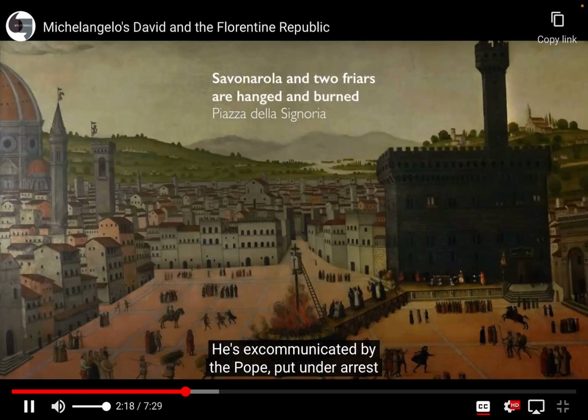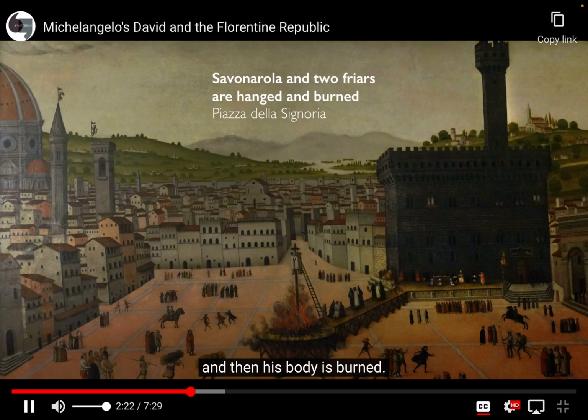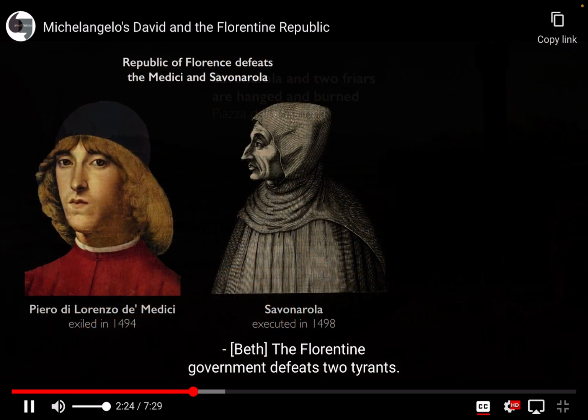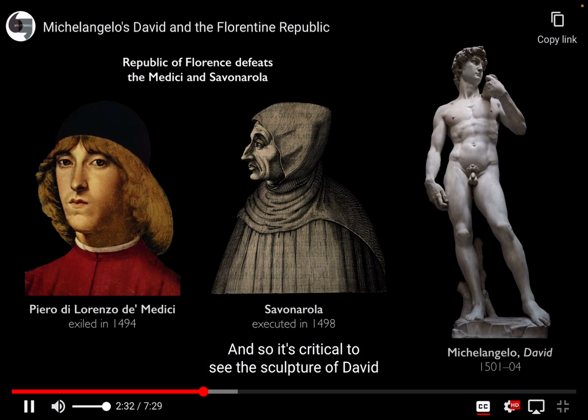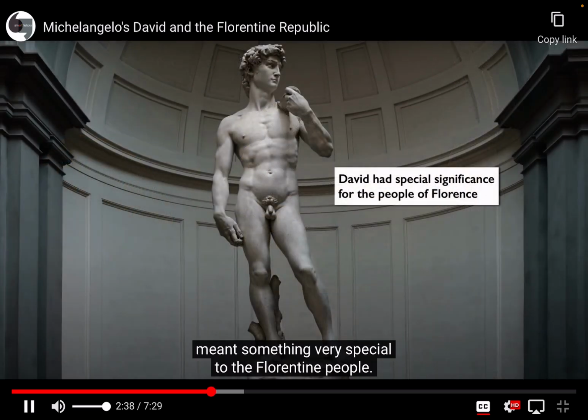But Savonarola's rule of Florence does not continue. He's excommunicated by the Pope, put under arrest, and ultimately he's executed, and then his body is burned. The Florentine government defeats two tyrants. They defeat first the Medici and then Savonarola. And so it's critical to see the sculpture of David against that background, especially because the biblical figure of David meant something very special to the Florentine people.